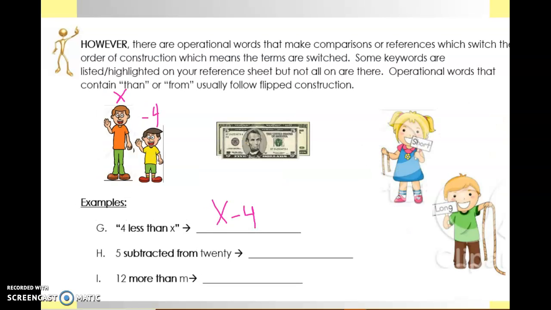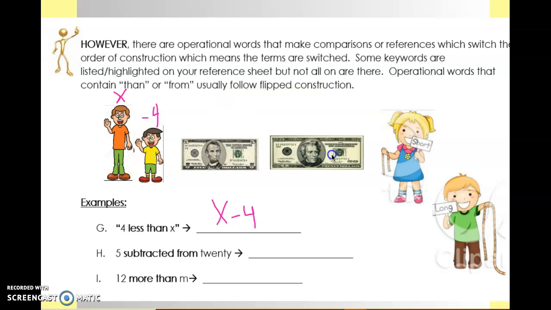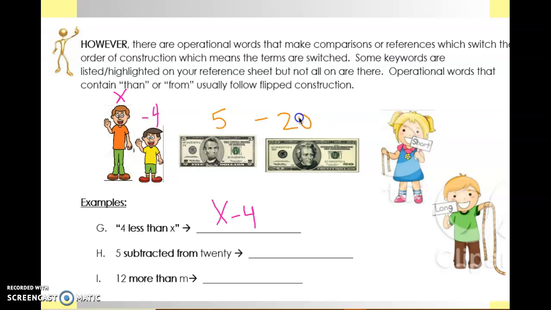All right, let's take a look at this one in the middle, and hopefully this makes a little more sense to you. So our math phrase, our math statement is 5 subtracted from 20. So I like to reference money a lot because it's something you're familiar with. So if I say 5 subtracted from your $20 bill, if I put it in the order of my problem, 5 subtracted from 20, hopefully you're seeing that doesn't make sense, right?